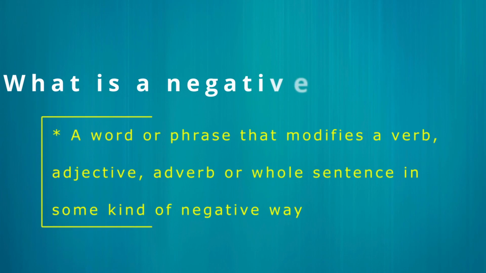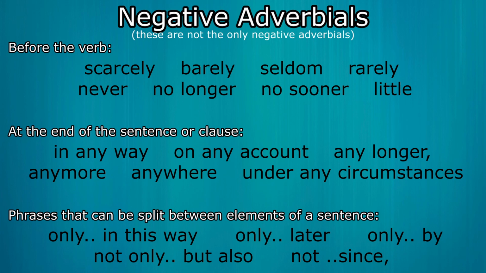A negative adverbial is a word or phrase which modifies a verb, adjective, another adverb, or even a whole sentence in some kind of negative or limiting way. Where they get placed in a normal sentence depends on their type. If it's a one or two word adverbial, they normally go before the verb. If it's an adverbial phrase which starts with a preposition, or if it's a phrase that begins with any, like any more or any longer, then it goes at the end of the sentence.